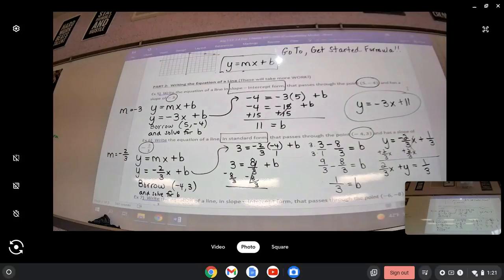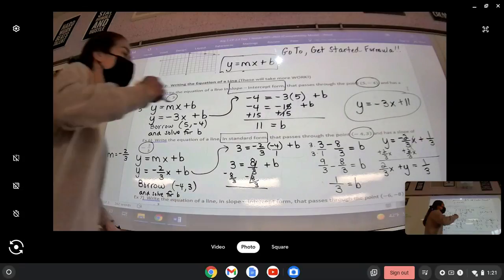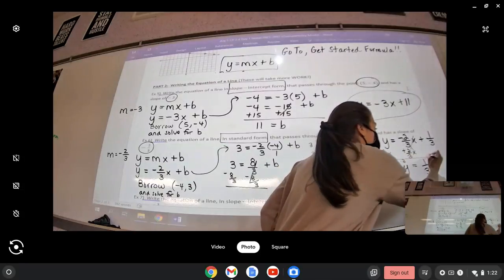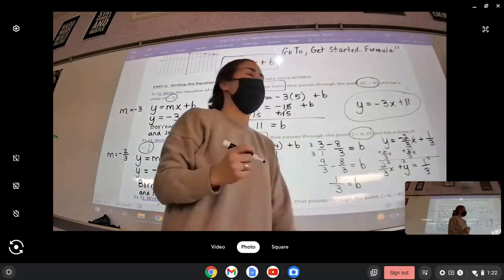No. The first multiple of 3 is itself. So it's 3, 6, 9, 12, 15, 18. So what's the least common multiple of 3 and 3? 3, itself. So we're going to multiply all your tops by 3, and the fractions should disappear.